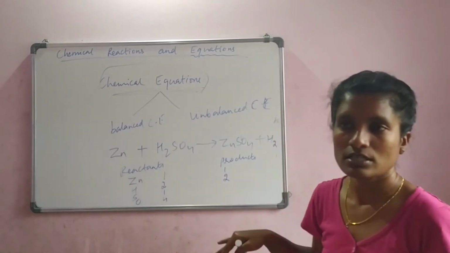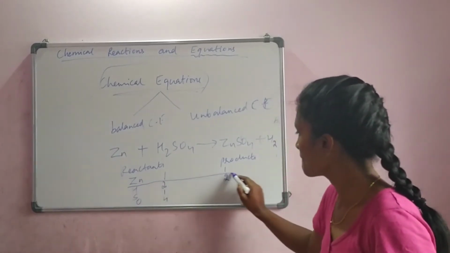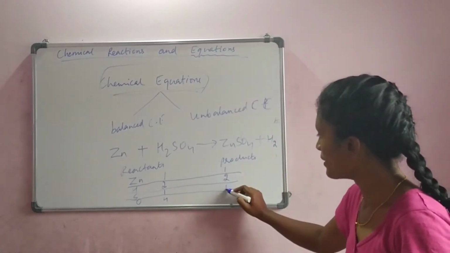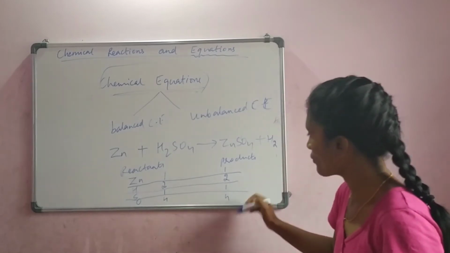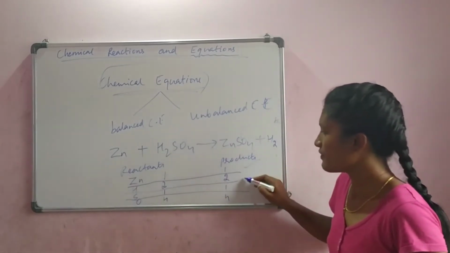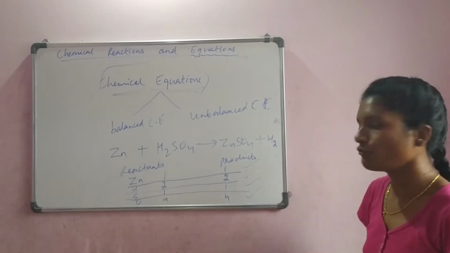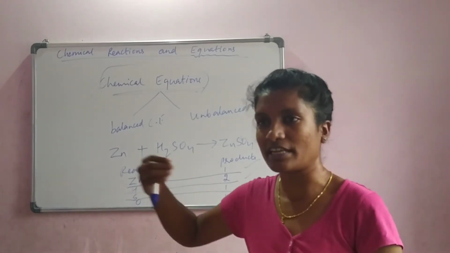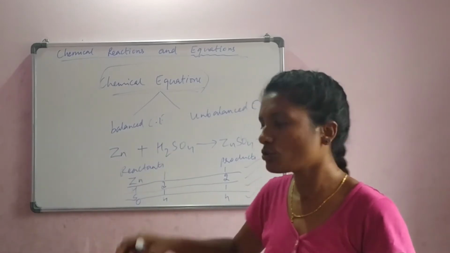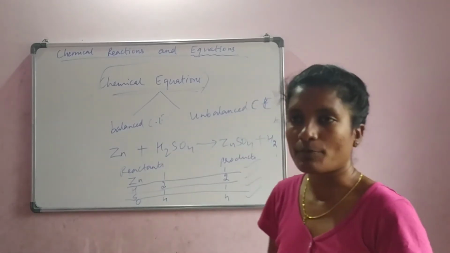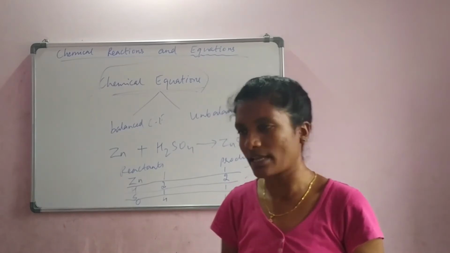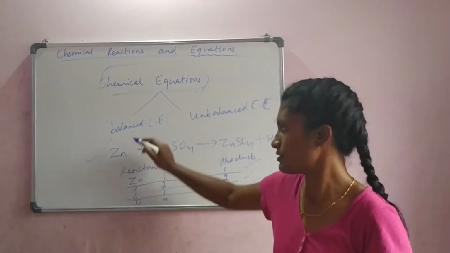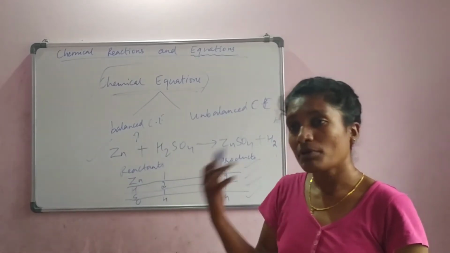Let us take in order. So it is Zn, hydrogen. So sulfur is 1. Finally oxygen is 4. So if you compare 1 and 1, 2 and 2, 1 and 1, 4 and 4, correct? So both are same. The elements present in the reactant side are equal to the elements present in the product side. That is, the number of atoms are same. Now we call this equation a balanced chemical equation. Understood? What do you mean by unbalanced?